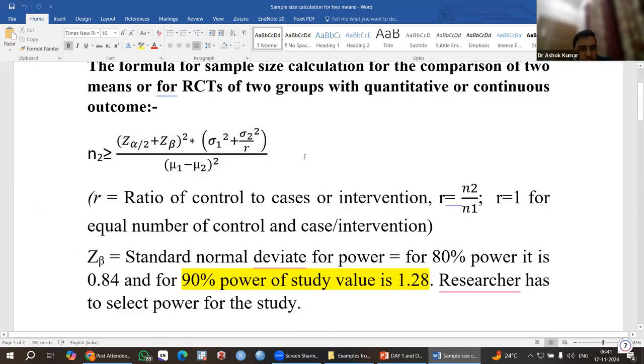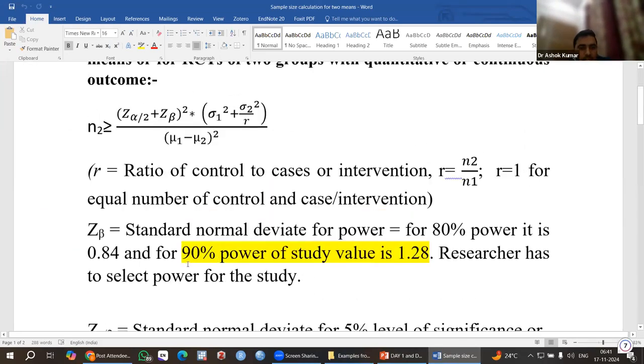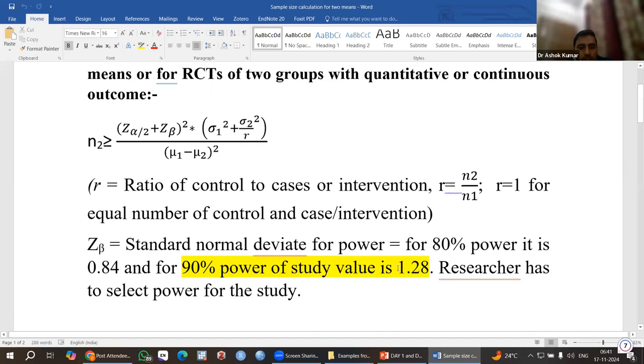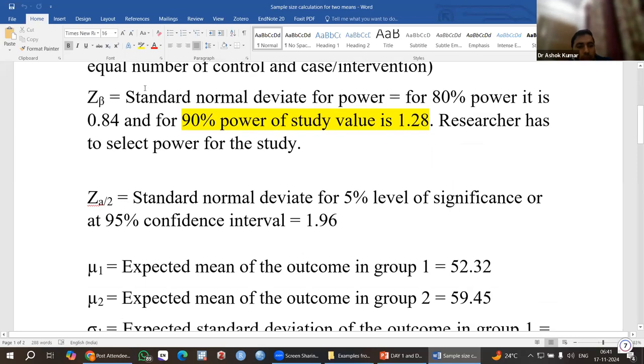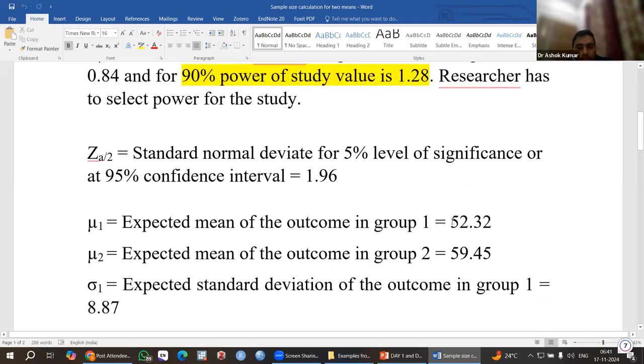We have already discussed. This time we will take 90% power of the study. That value is 1.28. Okay. So Z beta will come here as 1.28. Z alpha by 2 is always 1.96. Okay. Mu1, we have taken one example. It is coming 52.32 as the expected mean of outcome in group 1, and mu2 is the expected mean of outcome in group 2. I have taken it from a previous study. I'll show you this previous study, no problem.